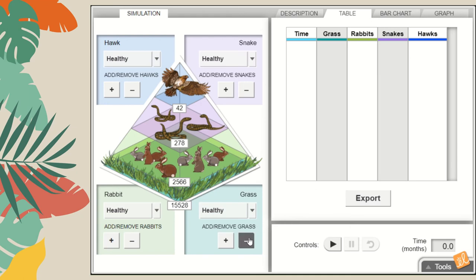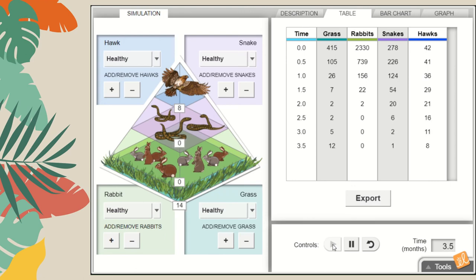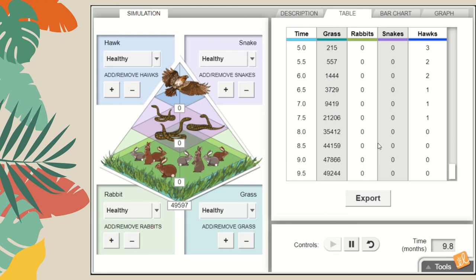Let's try, for example, to decrease the number of grass. I will be killing grass. And we will see if killing grass will affect the balance of nature. Okay, let's see. As you can see, the number of rabbits and snakes decreased, so we killed rabbits, we killed snakes, we killed also hawks. And now there is no one eating the grass, and look at the number of grass.